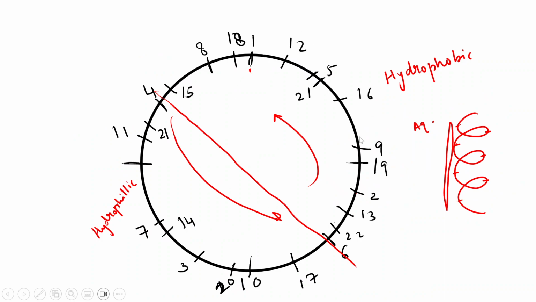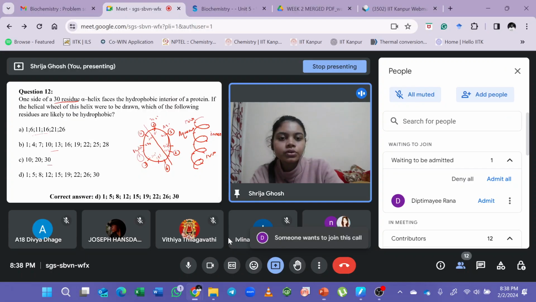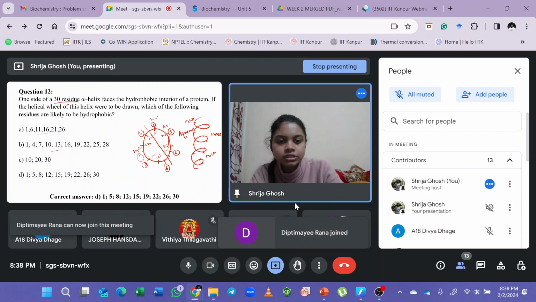So here I have drawn the helical wheel for up to 22 amino acids. You can try making it till 30 residues also and see whether all these residues are coming on the same side or not. That could be a task for you also, and you can practice making helical wheels. Helical wheel analysis is very important in structural biology. If you have to determine whether the amino acids are lying on the outer or inner side, it is very important to see.